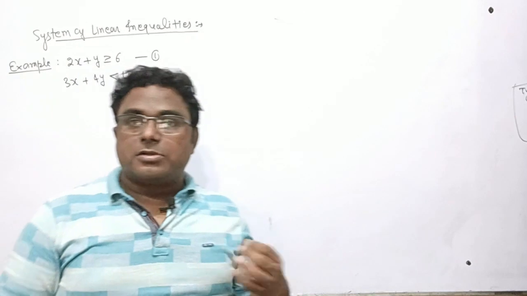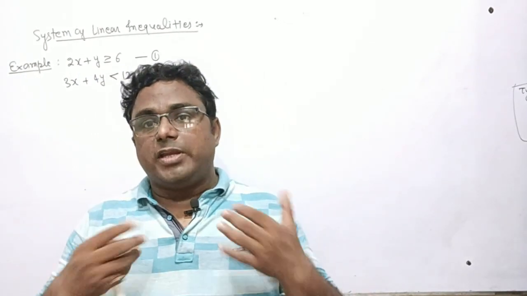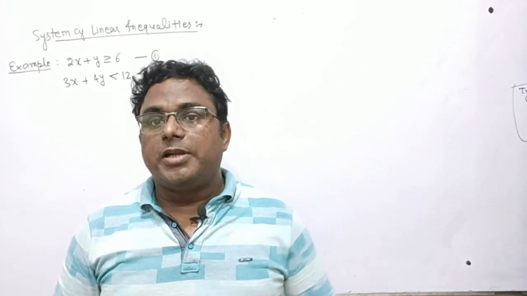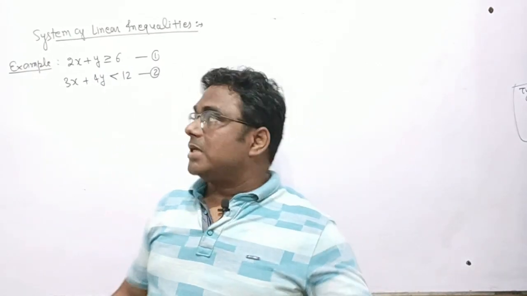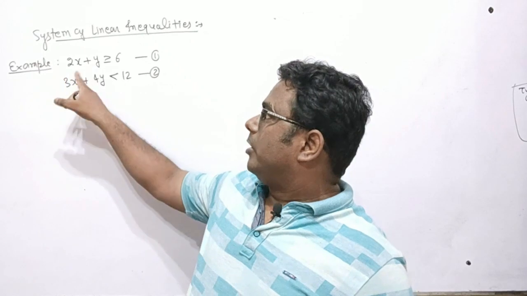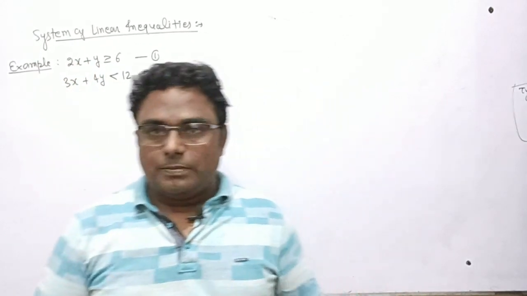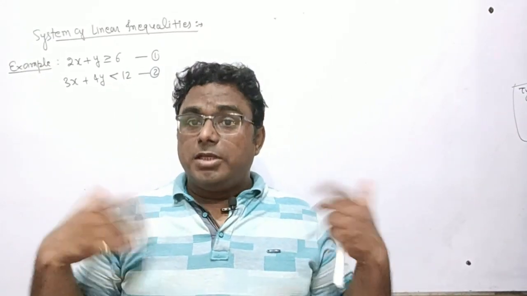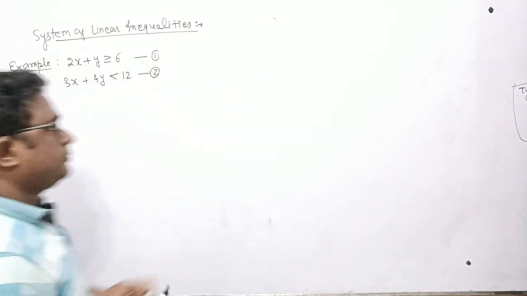Now students, you will see the graphical representation for a system of inequalities. What is the meaning of system of inequalities? A system of inequalities means when two or more inequalities are given to us simultaneously. We will understand this topic with the help of an example. In this example, I have taken two inequalities, 2x plus y greater than or equal to 6 and 3x plus 4y less than 12. I will represent these two inequalities on the same Cartesian plane simultaneously.